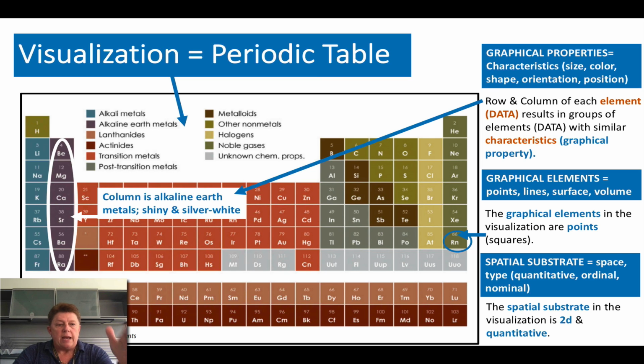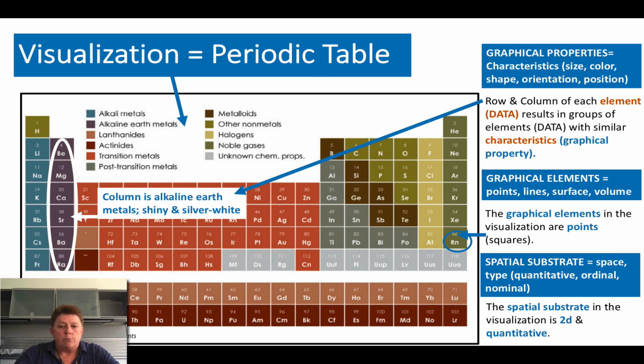Now let's look at that. We have a row of purple, a column of purple. Now what does that mean that I've got that circled? The graphical property is that the whole column is alkaline earth metals. That's a graphical property representing characteristics of similar data. All of those elements in that column are alkaline. They share alkaline qualities and they are shiny, silver-white metals. So the visualization is the purple squares. The layout, the column in purple, is what's indicating the characteristics, which is the graphical property of the what? Visualization. The graphical property is of the visualization and not the data.